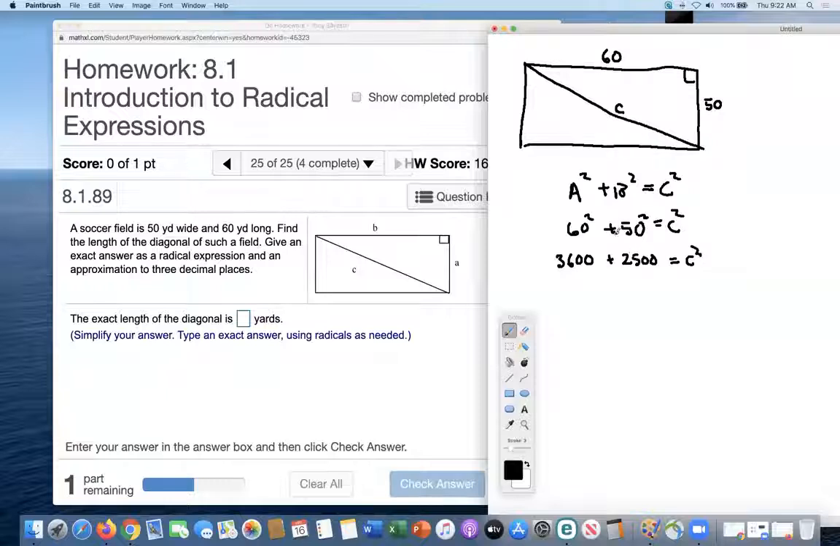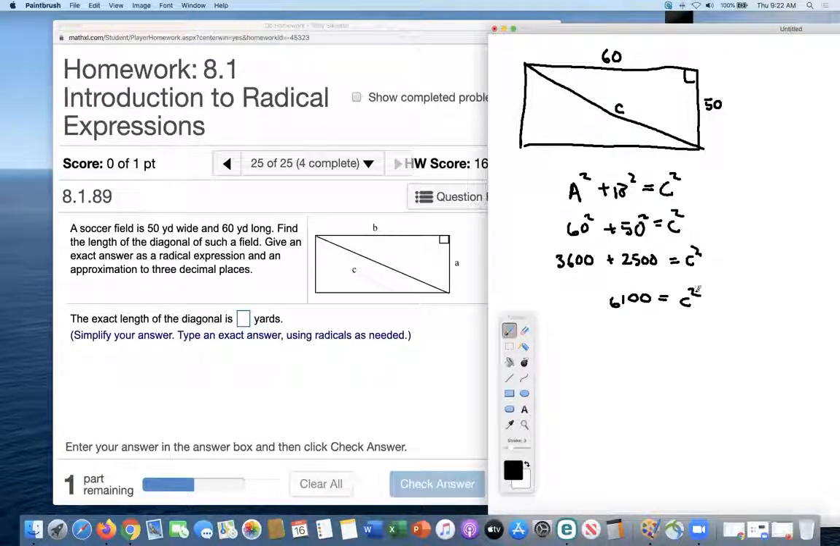All right, so we're not doing any fancy math here. We've got to add those two numbers up. 0, 0, 6 and 5 is 11, so this is 6,100 equals C squared. Okay, so C squared is equal to 6,100, but C squared is nice, but it's not C.